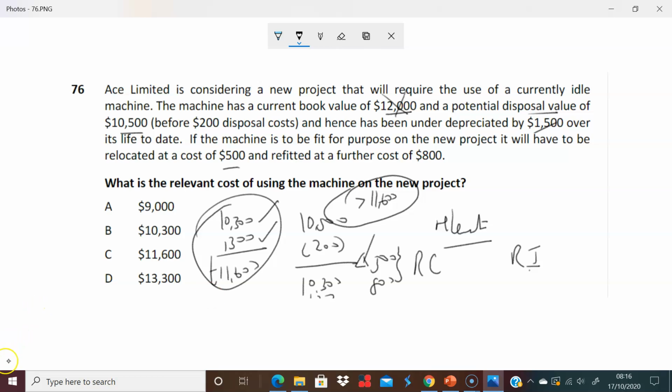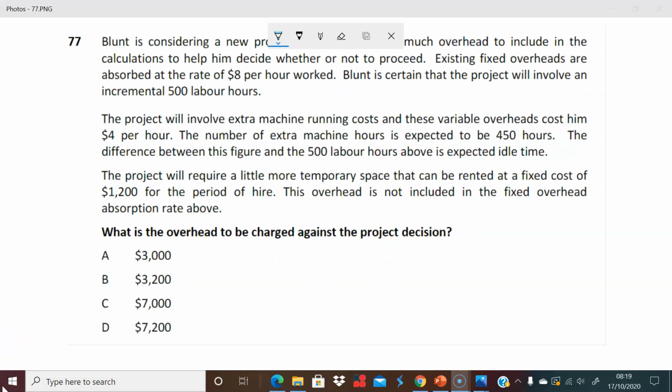So that's question 76. Right, let's look at 77. So here we're interested in the relevant fixed costs. There are some fixed costs here that we need to deal with as we carry on with this new project. So existing fixed overheads are absorbed at a rate of £8 an hour. So I'm not interested in anything that's existed in the past, because I'm now trying to make decisions about the future. I want to know that whatever the relevant costs are, they are well matched by any relevant revenue.